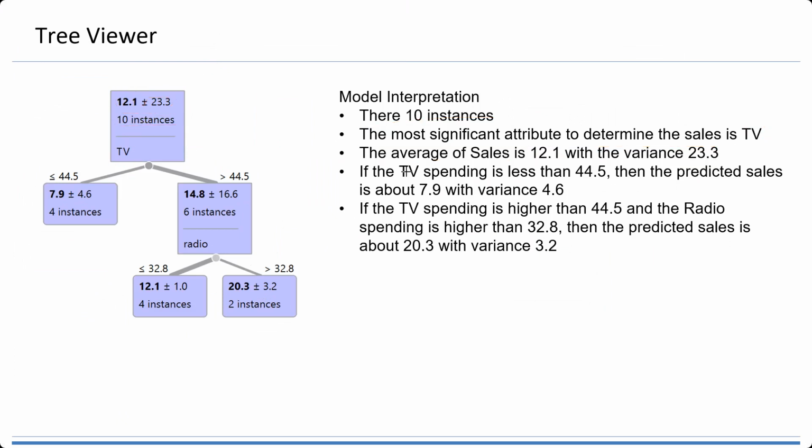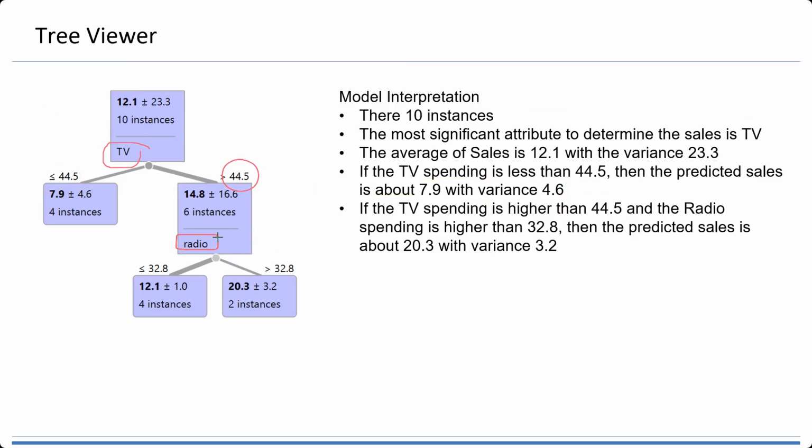And we can see here, there is a condition. If the TV spending is less than 44.5, the predicted sales is about 7.9 plus minus, or we can say the variance is 4.6. If the TV spending is higher than 44.5, then the other factor is radio spending.